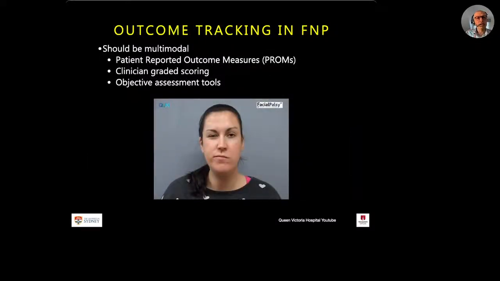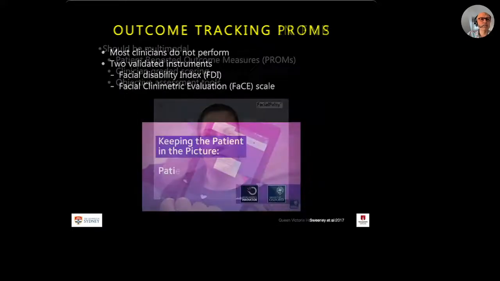Now, when you're outcome tracking, a framework that I thought would be useful for you to understand is breaking it into this sort of way, and that is patient-reported outcome measures. And this is a type of classification that's becoming more and more important, not just in facial nerve surgery, but of course in all surgery, in all otology, neurotology, neurosurgery, facial plastic surgery. We'll look at clinical grading scoring systems, which we're all familiar with, House-Brackmann, Sunnybrook. We'll look at the current objective assessment tools as well, and how automation and AI will come to play a part in all of this. So your assessment should ideally be multimodal and incorporating all aspects of this.